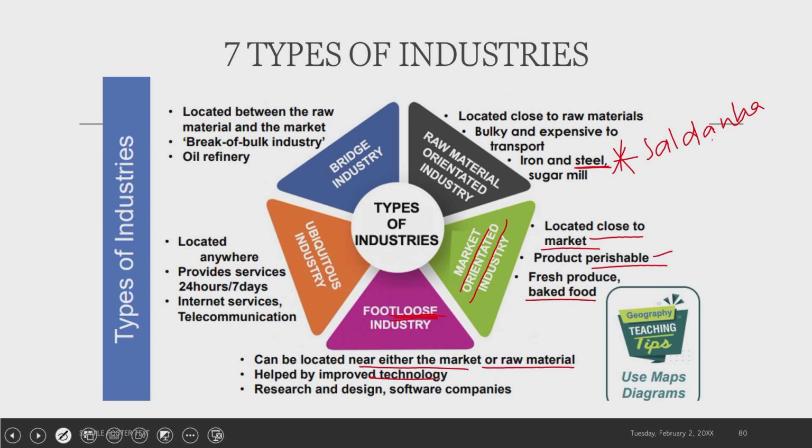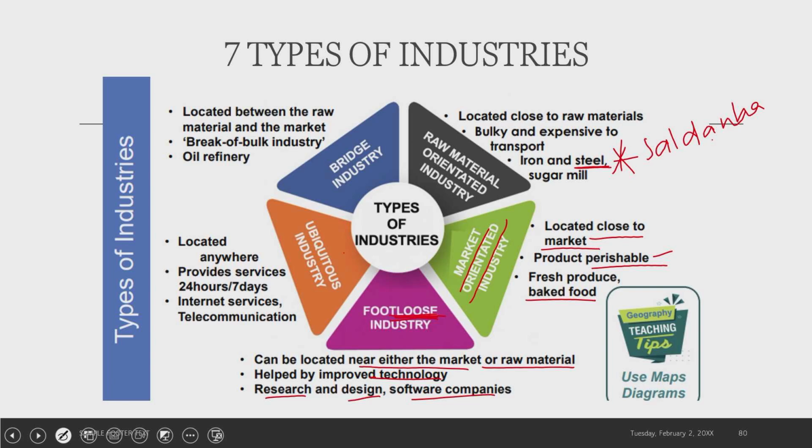It's helped by improved technology. Usually industries such as research, design, software companies. A lovely example which I found is Shein, which is the industry that sells clothes. It sells them all the way from China, but they reach all over the world. So it doesn't have to be close to the market. It doesn't have to be close to the raw material, and it will still succeed.